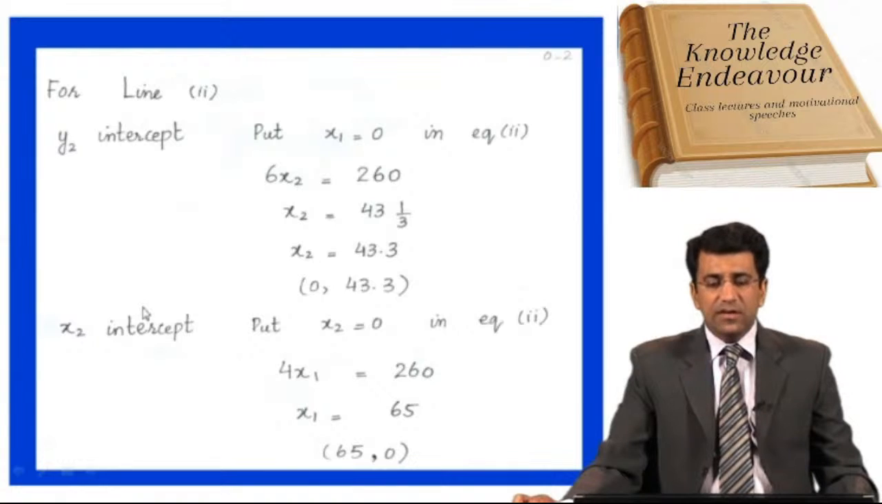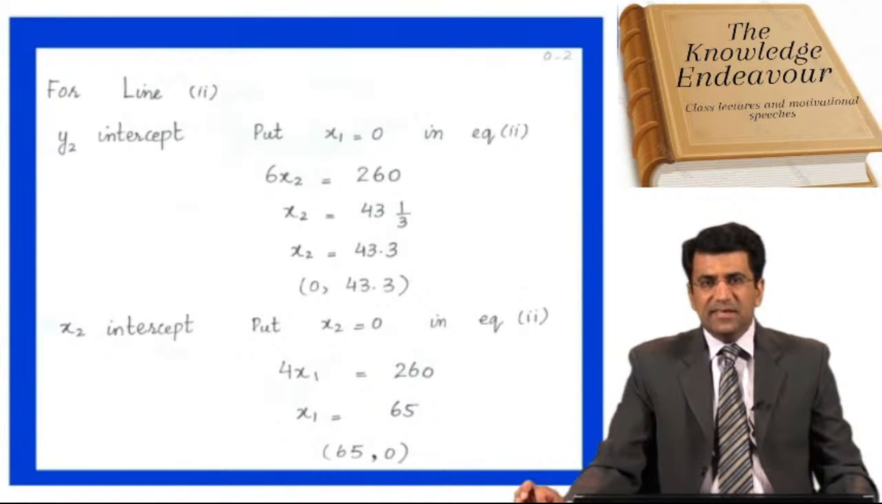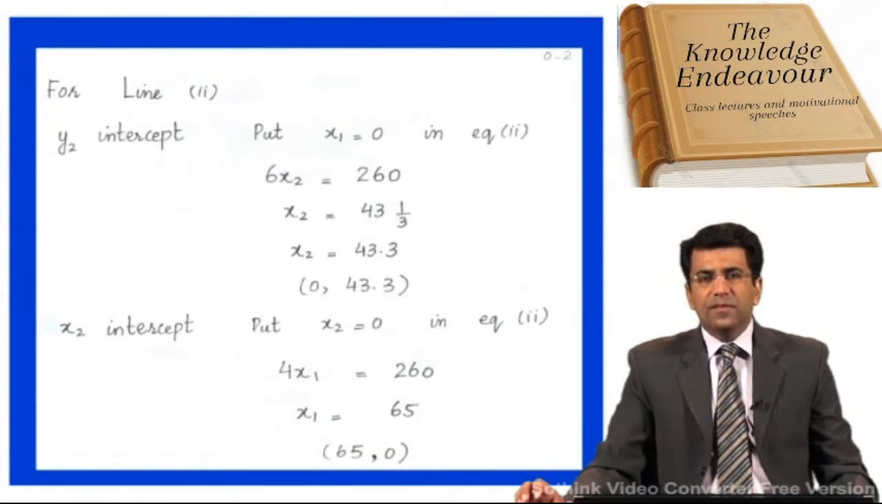Now what are the x-intercept and the y-intercept? When we draw this line on a graph, the point at which this line intersects the x-axis is known as the x-intercept, and the point at which this line intersects the y-axis is known as the y-intercept. So that is the x-intercept at this particular point, and this is the y-intercept, or the y-coordinate, at this particular point.